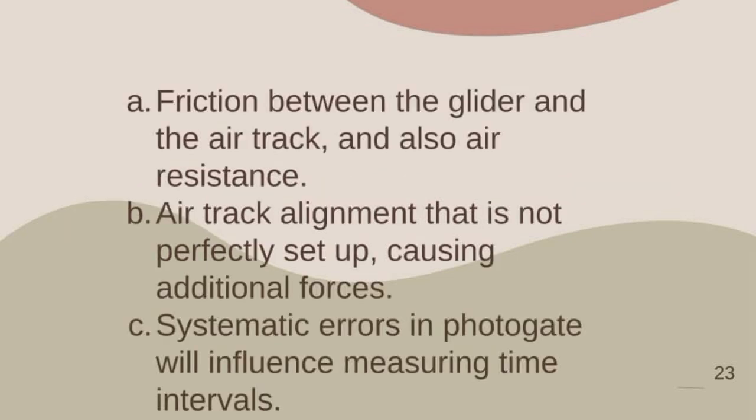There are several factors that contributed to the errors in this experiment, such as friction between the glider and the air track, and also air resistance. Secondly, air track alignment that is not perfectly set up, causing additional forces. And lastly, systematic errors in the photogate will influence measuring time intervals.